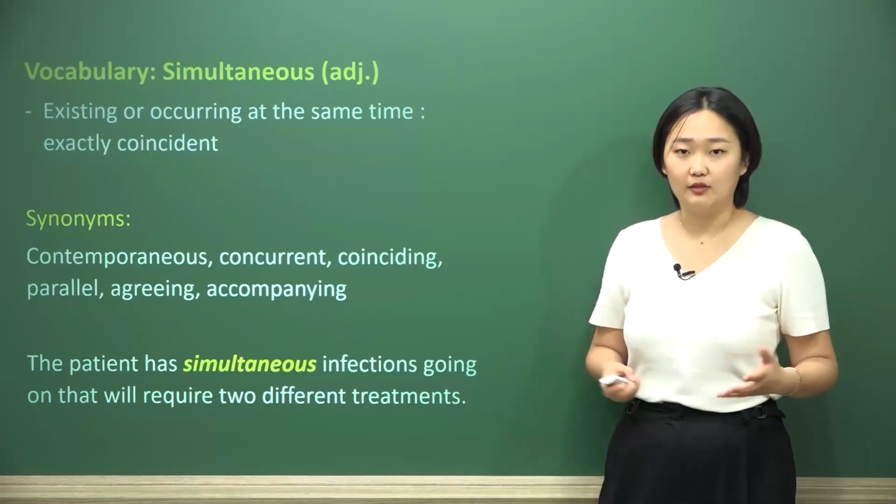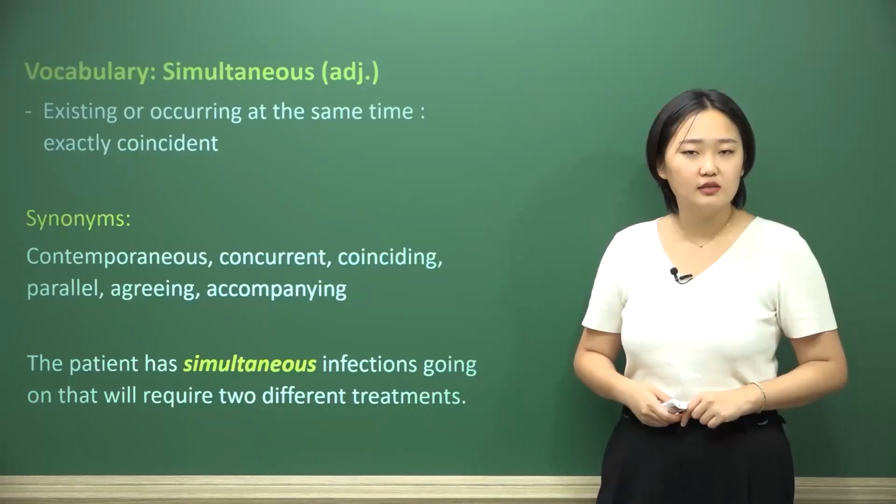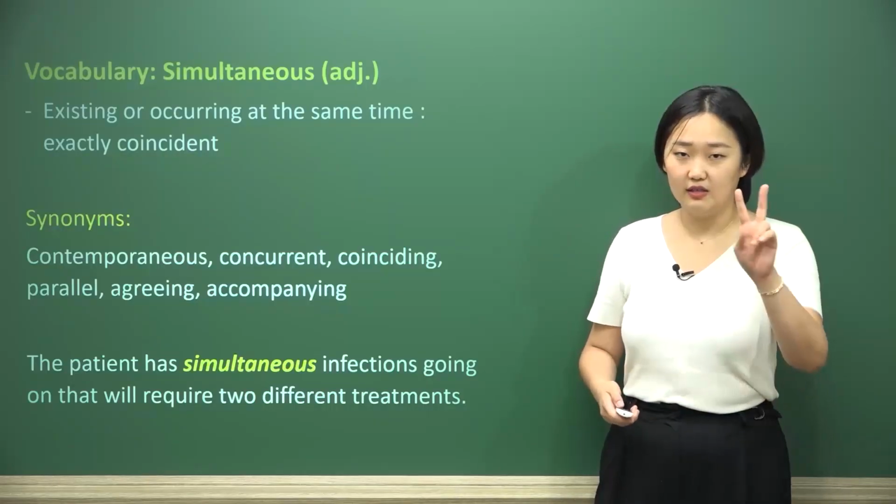And so again, simultaneous, occurring or existing at the same time. Usually this is 2 things, not usually more than 2. I would say the rule of thumb is if it's not specified, it usually means 2.